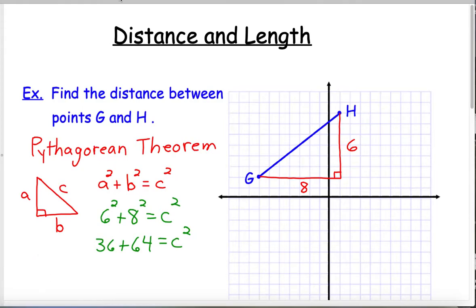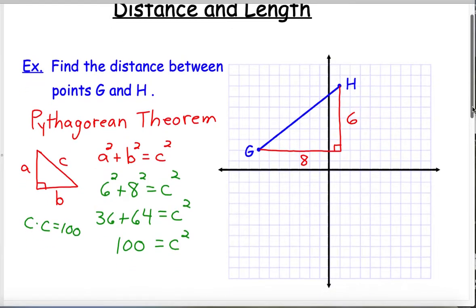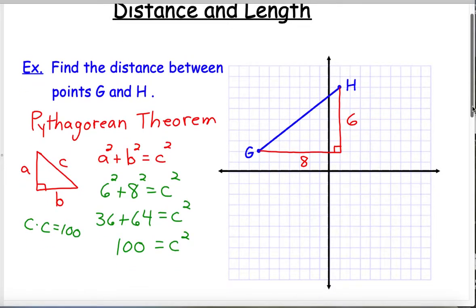And then I'm going to add 36 and 64, and I get 100. Now, that equals C squared. So what that really says is what number multiplied by itself is going to equal 100. Now, you can probably look at that and think, oh, that's pretty easy. That's 10. But what if you didn't know what it equaled? What if it equaled 97, let's say? Then there's not a nice number that you would have the answer for.